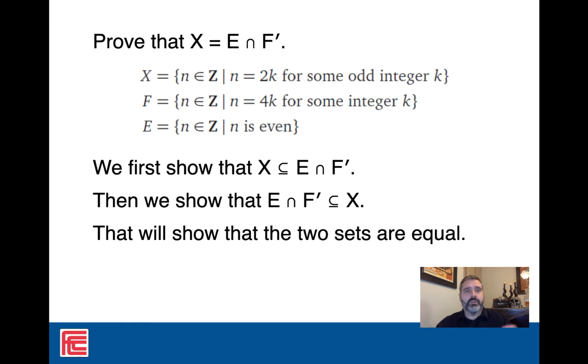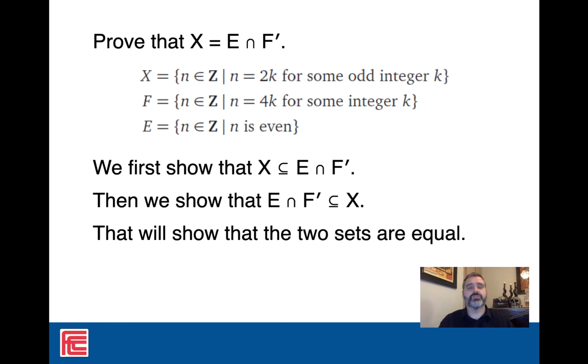So we want to show that the set X is equal to the set E intersected with the complement of F. So in the Venn diagram, the things that are not in F but are in E, because we're intersecting with the complement of F. That's going to be the same thing as X. That will show that the two sets are equal.